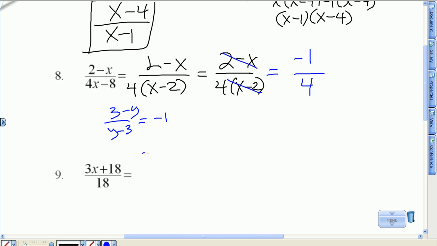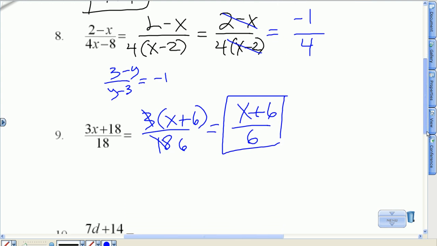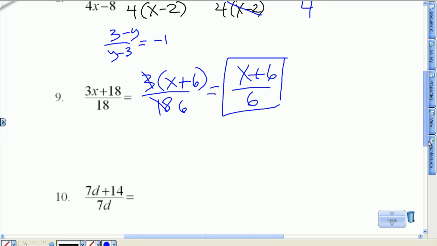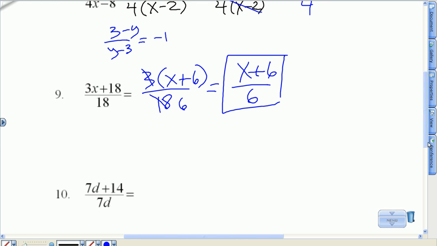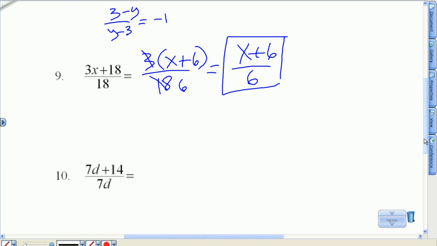All right, number 9. I factor the GCF out of the top. 3 times x plus 6. I have an 18 on the bottom. I can cancel 3 and 18. How many times does 3 go into 18? 6 times. That's x plus 6 over 6. Trying to tease you, getting you to cancel those 6's out, but you can't do it. X plus 6, they're locked together and can't be broken apart. Now, if I had another x plus 6 on the bottom, then we could talk. But that's not going to be something we can break up.